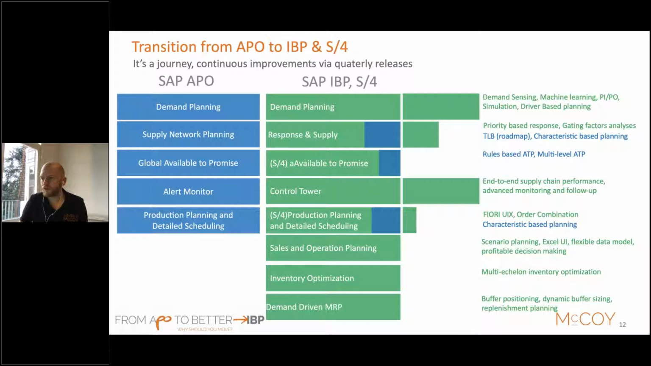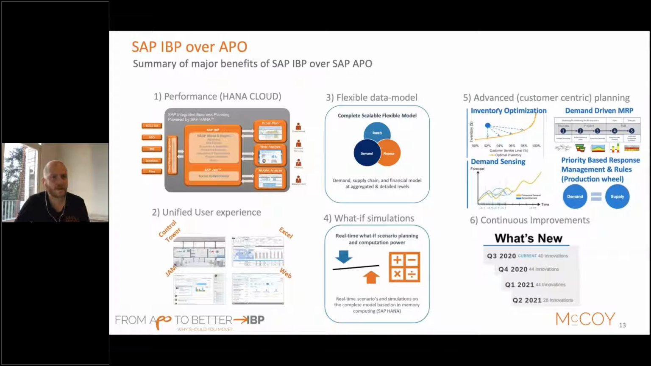Just to highlight what we believe are the major improvements from IBP over APO, and then we will jump to a short demo to really demonstrate these functionalities and what are the capabilities of IBP. So first of all, the performance. IBP is based on cloud and it's based on a HANA database. So this means that there's much more opportunity to run on the spot another heuristic for your supply chain. Where if you have APO, you notice that in APO, sometimes it takes a night batch or 1 or maybe 2 hours to rerun your supply calculation.